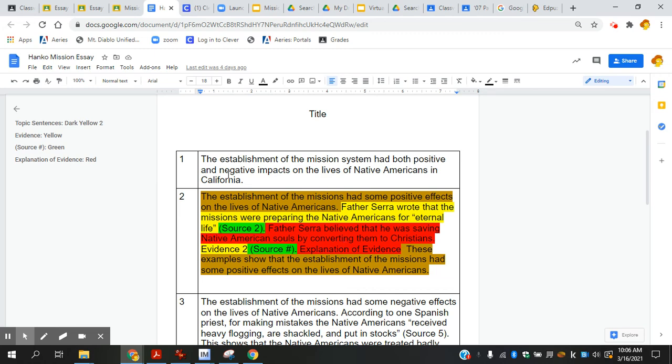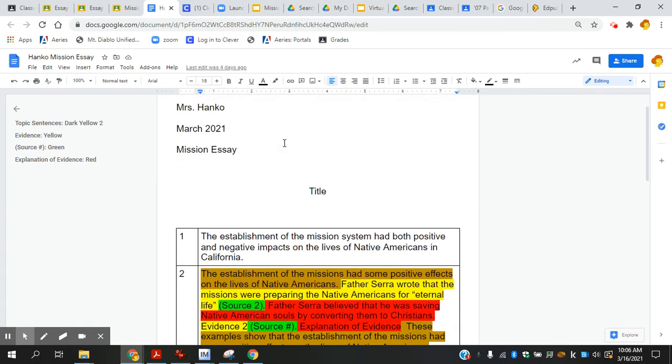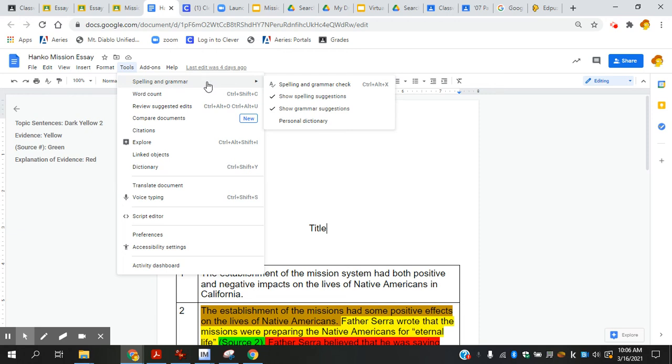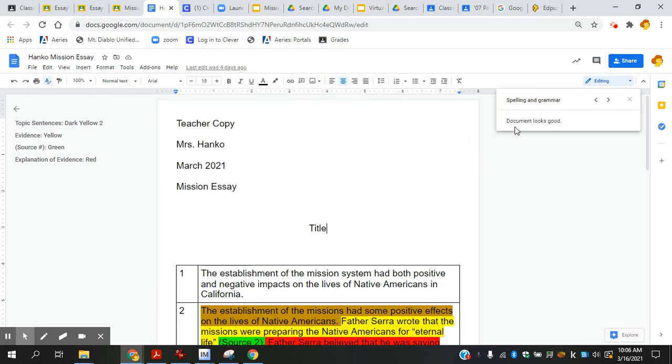The last thing you need to do to finish off your essay after you get all your evidence in is we need to add a title. So erase title. Try to think of something catchy that'll make people want to read your essay. And also, we want to go ahead and give it a final spell check, okay? So if you go up here to Tools, Spelling and Grammar check. It tells me my document looks good. Awesome. If it has a spelling error, it'll take me through those and it'll give me an opportunity to correct those, or a grammar error.